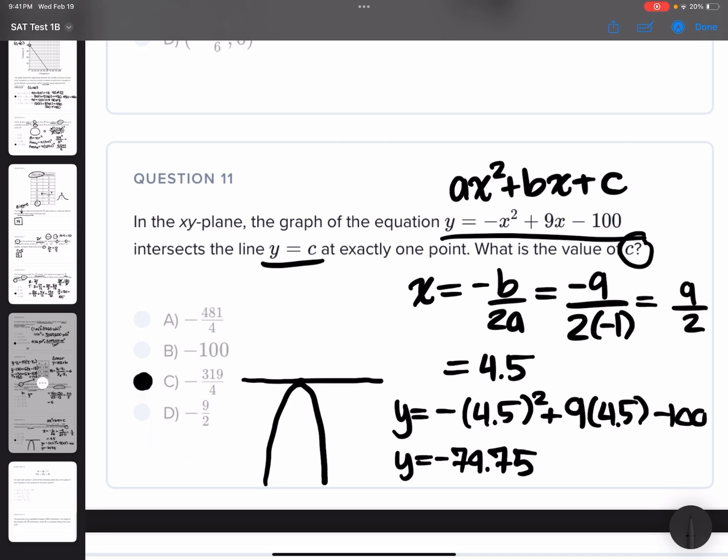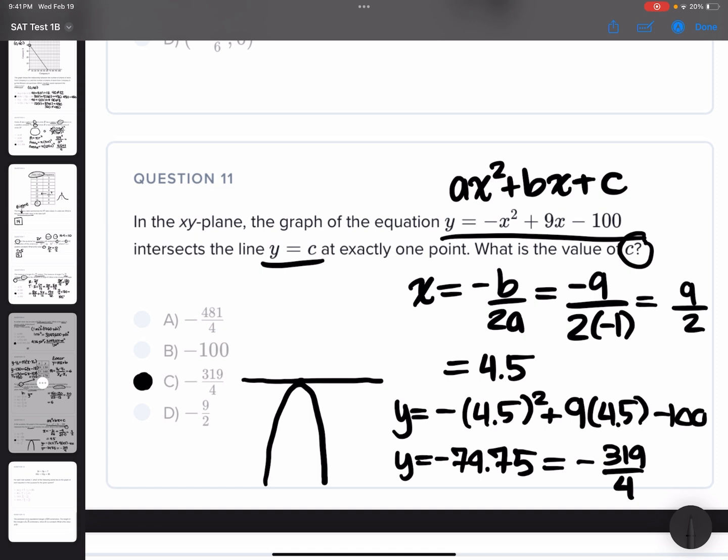You could use your calculator to convert this into the fraction, but you can just verify right here that your answer would be C, negative 319 over 4, and just plug it in your calculator. You should get the same value. This is just a longer way of doing it. Of course, it took a little more thought. And of course, you can still mess up, which is a little scary.